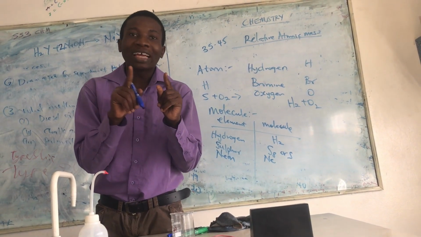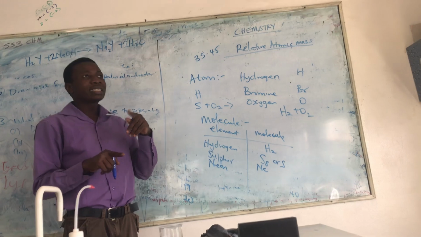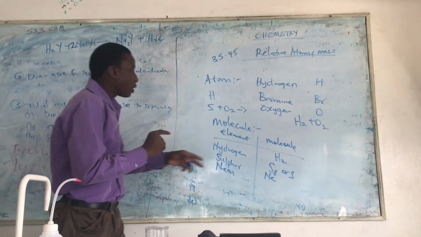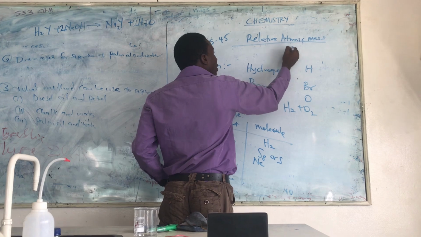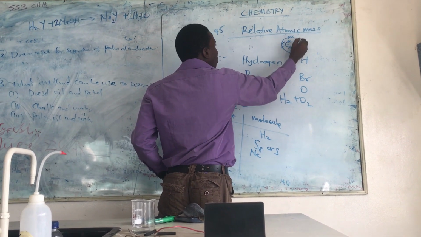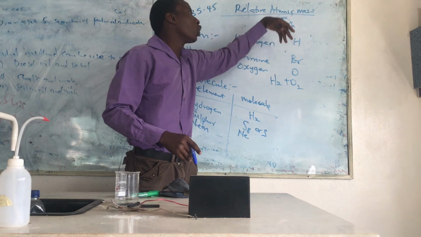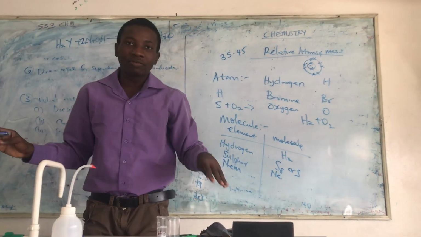explained what we meant by shell the other time, I think the last class or the second class, where I drew some shells. For neon now, neon has a complete shell. 1, 2, 3, 4, 5, 6, 7, 8. It's complete. So what happens to neon is that neon cannot lose, it cannot gain. So neon normally is not reactive.